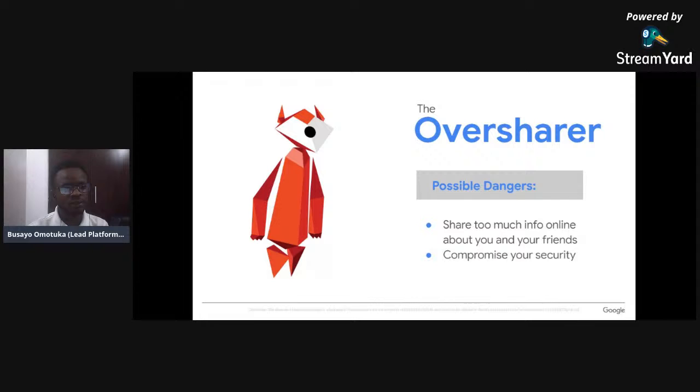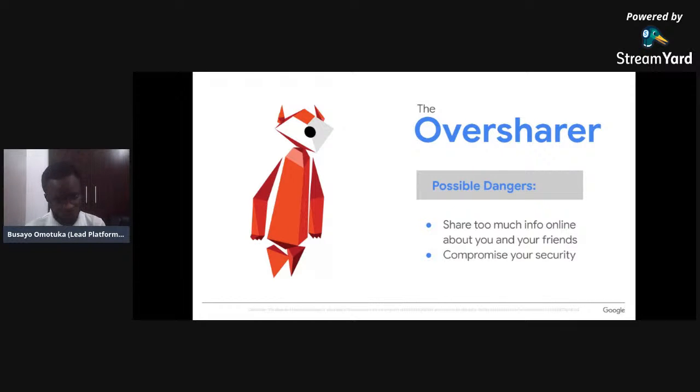So the first bad guy that we're going to be talking about in this workshop is the oversharer. So who is the oversharer? The oversharer is one of the bad guys, like I've said. There are people you see on the internet that share too much information about themselves and friends. By so doing, they can compromise your security. Once you share information, it might go anywhere over the web.